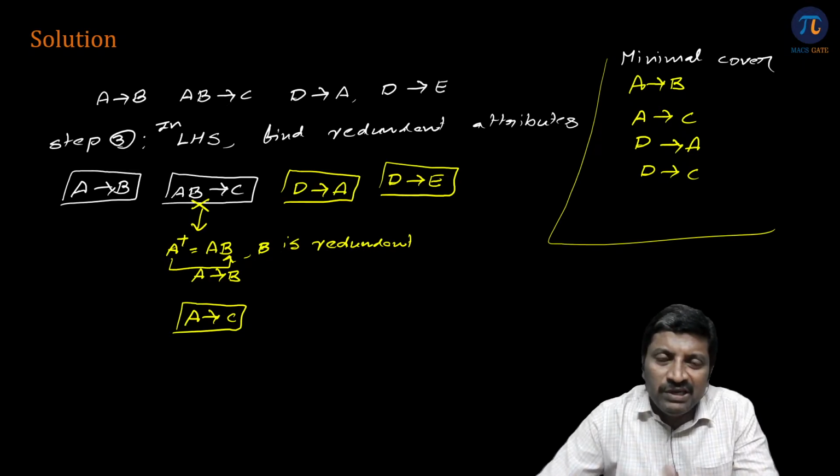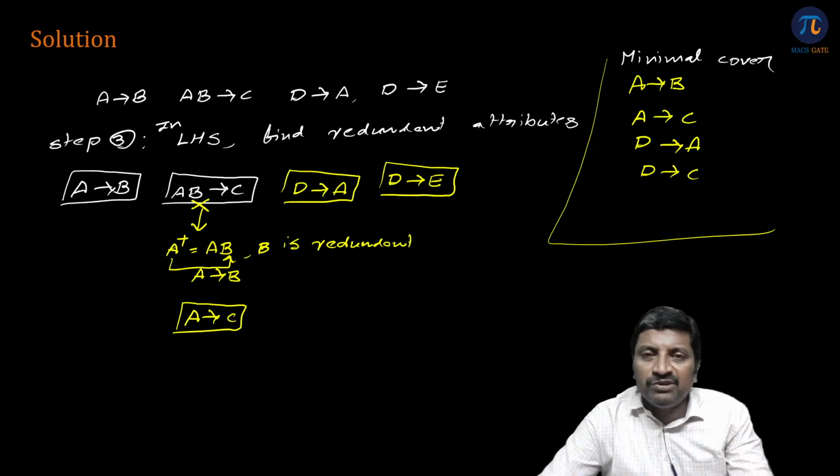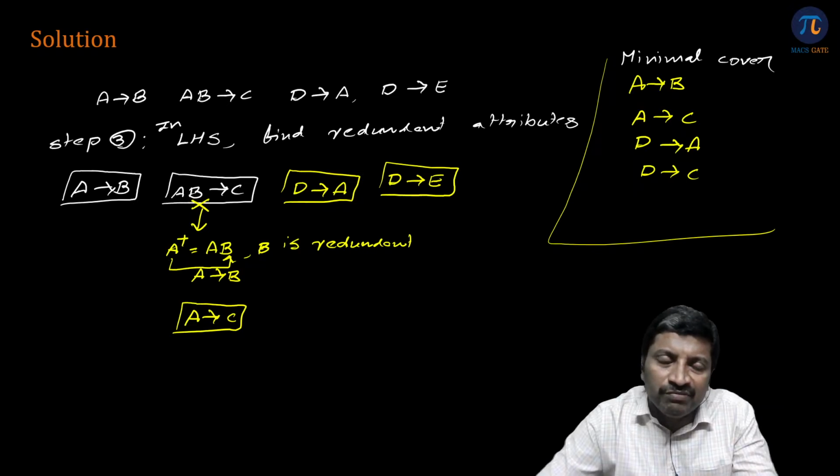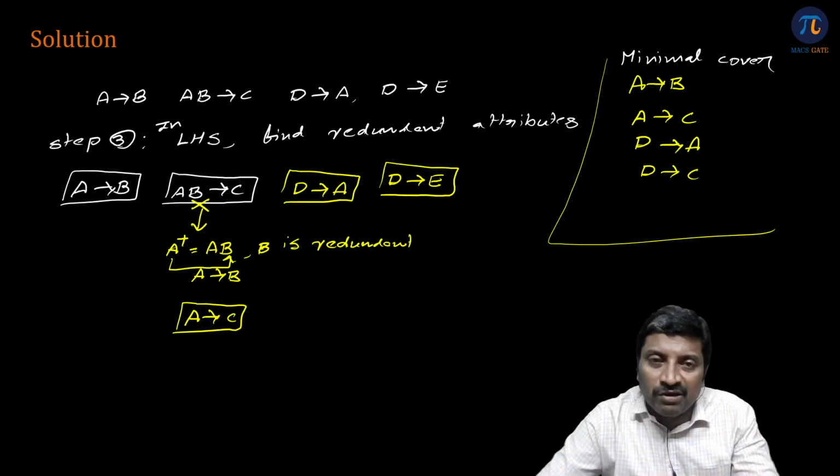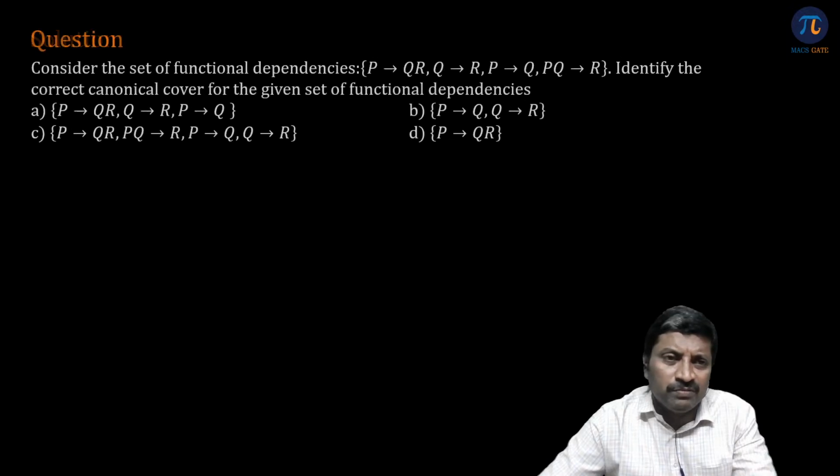Hope you understood the process. What is the first step, sir? RHS should contain only one attribute. What is the second step, sir? Find the redundant FDs. Maybe this is the lengthy step. We need to consider each and every FD and verify whether it is redundant or not, that means whether it can be obtained from the remaining ones or not. The third one: find the FDs in which LHS contains 2 or more attributes, and find the extra or redundant attributes. Remove them. That's it. So let us do one more example.